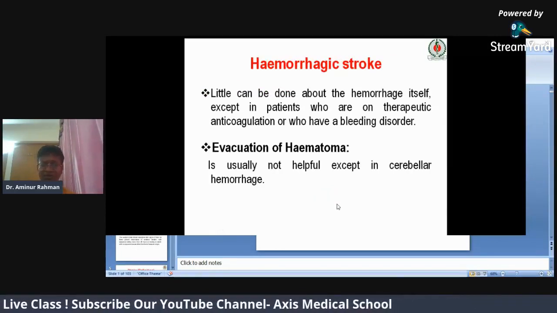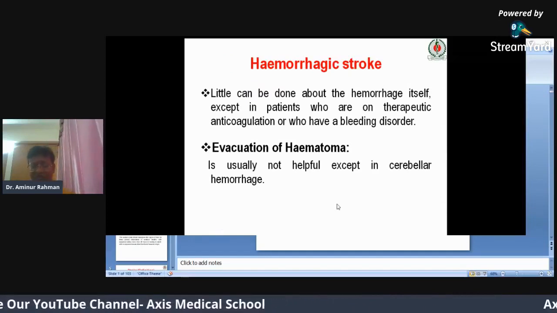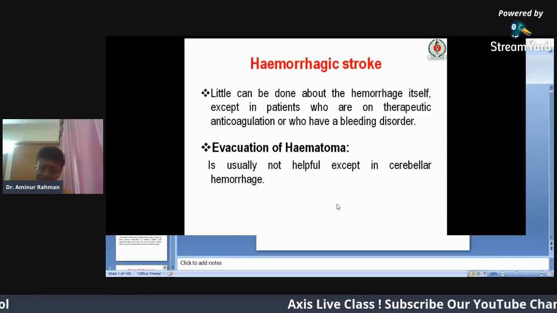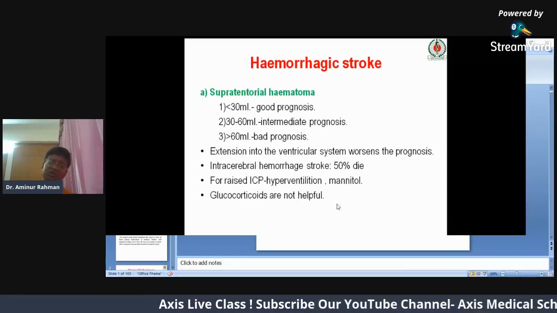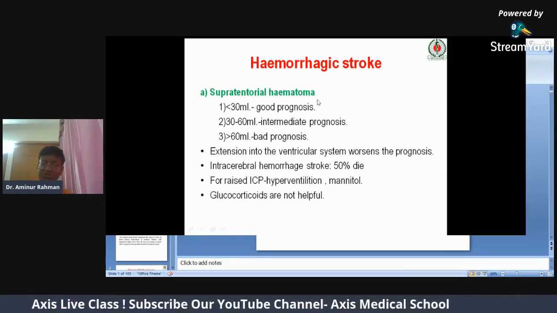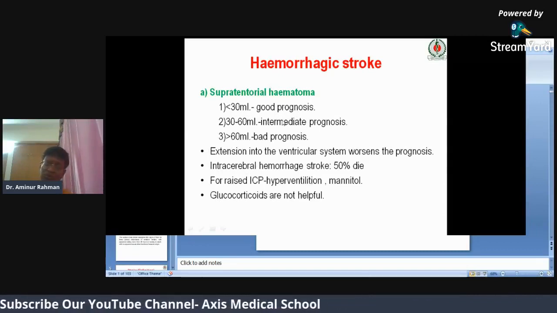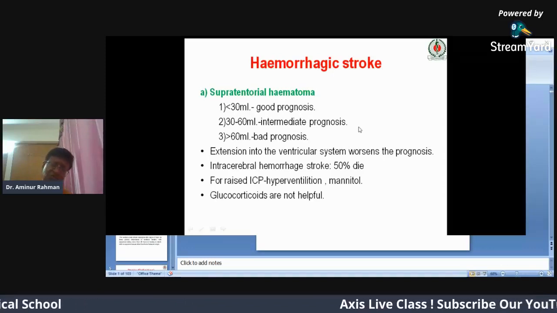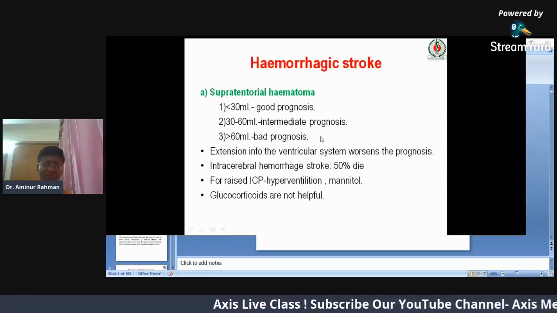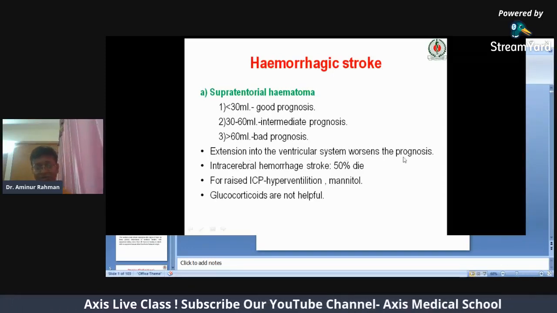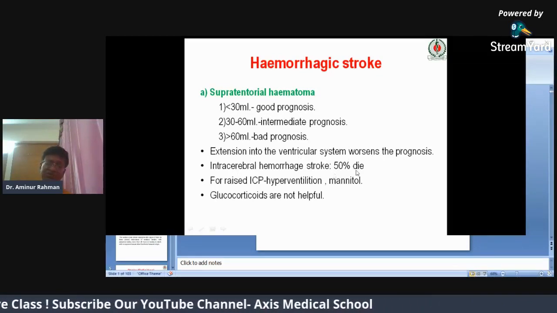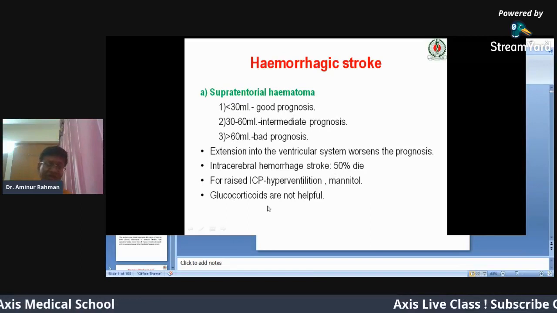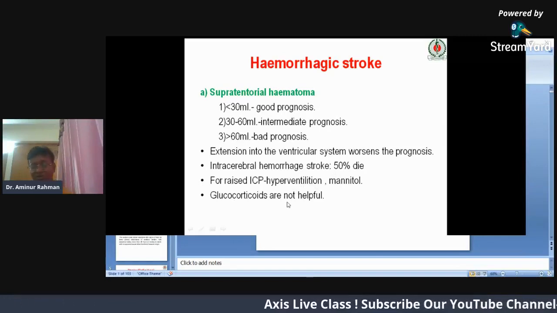What is the treatment of hemorrhagic stroke? Treatment depends on the evaluation of the size of the hemorrhage. If it is a supratentorial hemorrhage less than 30 ml, good prognosis, wait and see. If it is 30 to 60 ml, intermediate prognosis, and more than 60 ml, bad prognosis. Extension into the ventricular system worsens the prognosis. Intraventricular hemorrhage is 50% fatal. For raised ICP, hyperventilation is given, and glucocorticoid is not useful.